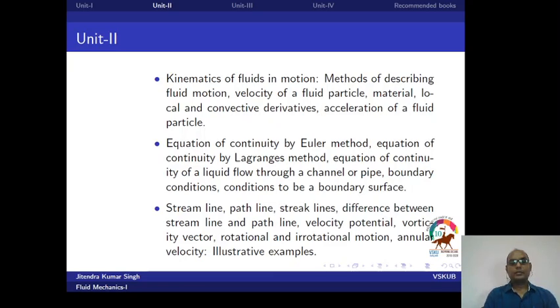We shall discuss the boundary conditions to be specified at the surface, whether that surface is stationary or moving. And we shall also discuss the conditions for a surface to be the boundary surface. Lastly in this unit we shall discuss the streamlines, path lines, streak lines, difference between streamlines and path lines, velocity potential, vorticity vector, rotational and irrotational motions, and angular velocity, and some illustrative examples.